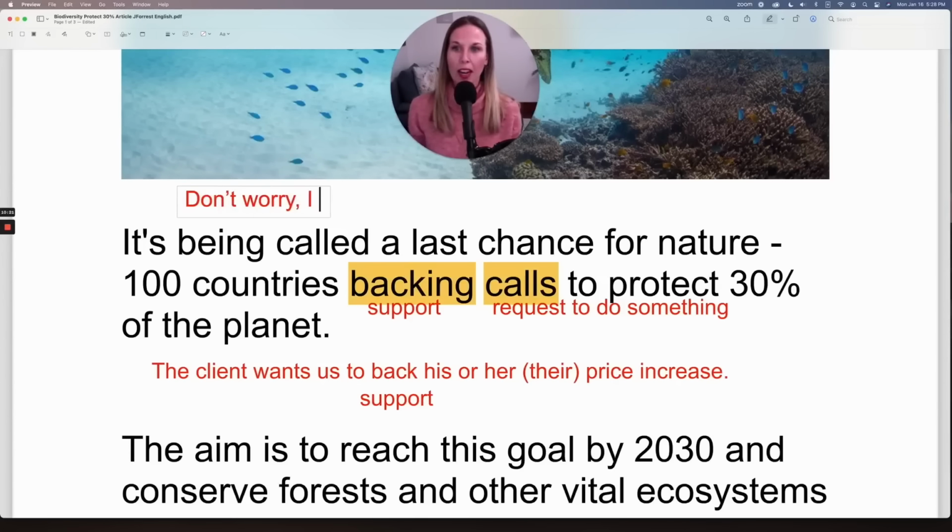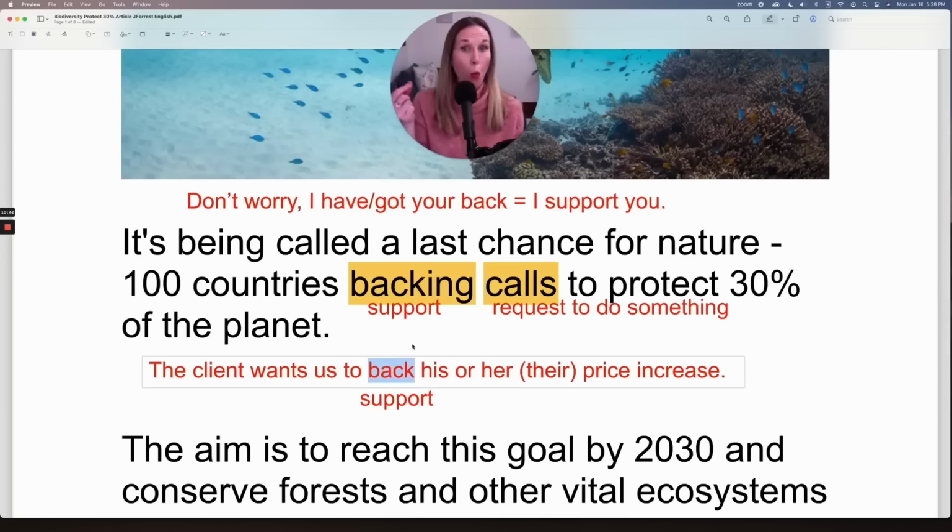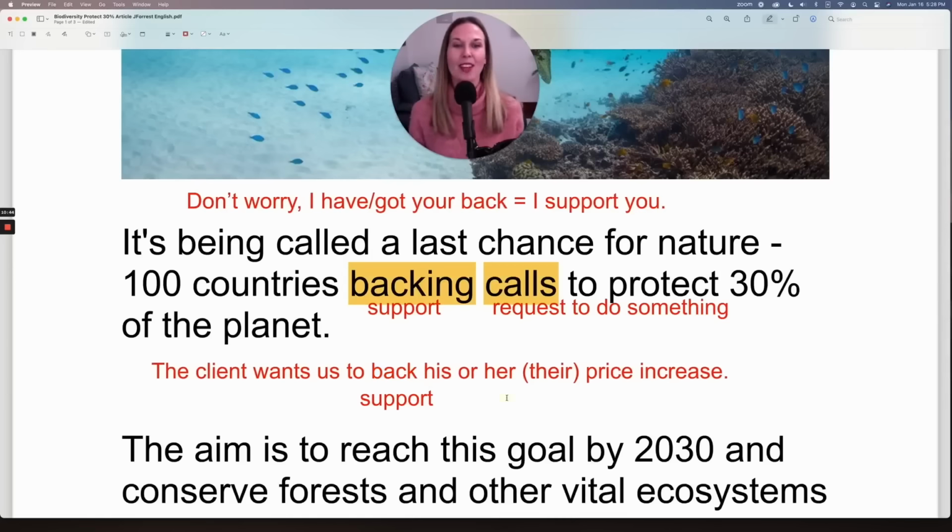Don't worry, I have your back, or I got your back. We use it with both the verb have or the verb got. Both of them are very common. I have your back, I got your back, and that means I support you. So that is where this comes from perhaps, but now you learn this expression as well.